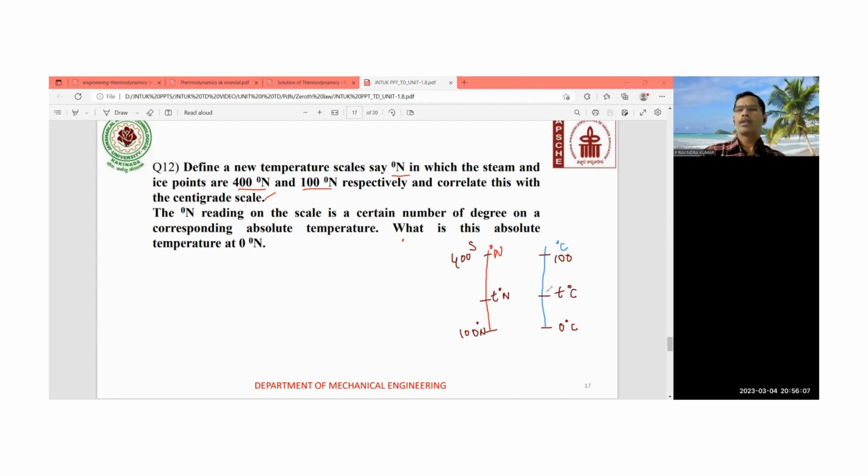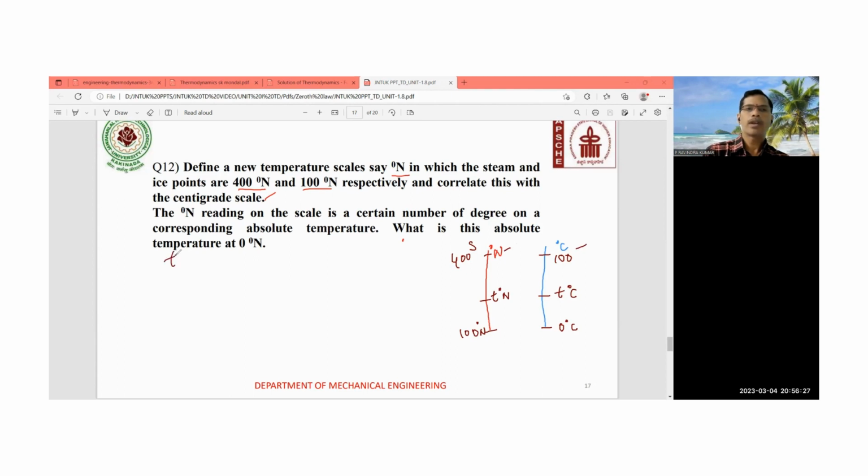So this is how you have to correlate these scales from this particular point of view. Now coming to this, correlate this with the centigrade scale. So the degree N scale, you have to correlate it with the degree centigrade scale. So how are you going to find out?